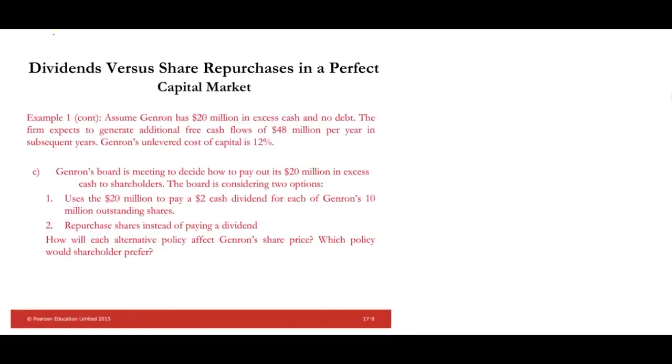Now all the things are the same. So part C is, the company's board is meeting to decide how to pay out its current excess cash, that is 20 million, to shareholders. This is the question, how to pay that. And I told you, when the company decides how to pay that, it means the company has decided to pay it actually. So it could be in the form of dividend or share repurchase. So the board is considering two options.